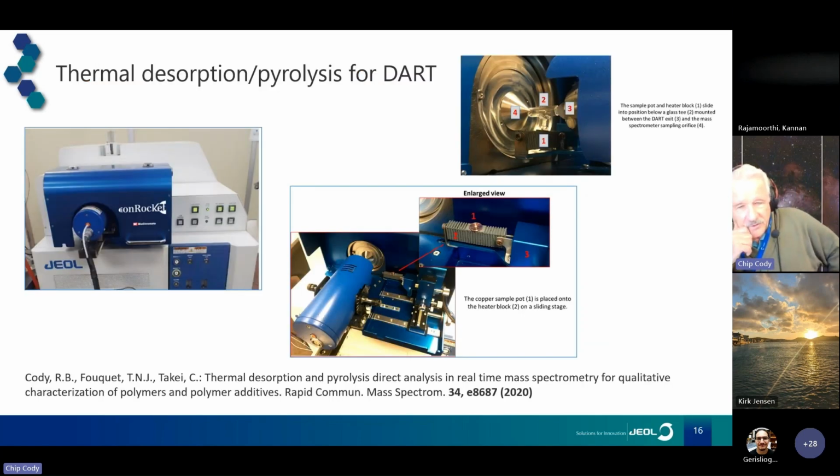What is useful, though, is this thermal desorption and pyrolysis attachment, which allows us to do a temperature programmed thermal desorption and pyrolysis measurement with the DART, much like the evolved gas analysis that we do with the GCMS systems using the Frontier Lab pyrolyzer. Thierry Fouquet and Chikako Take and I published an article on this a while back that'll give you some examples of what we're seeing.